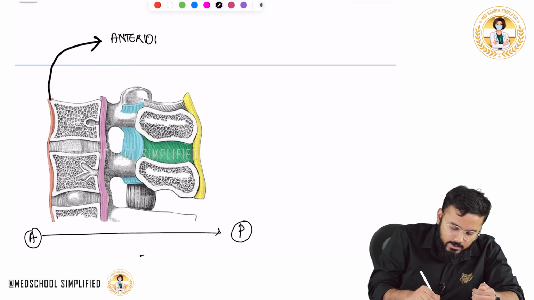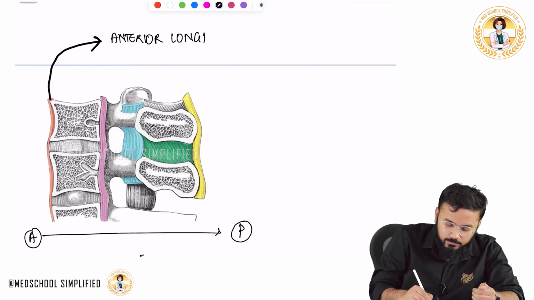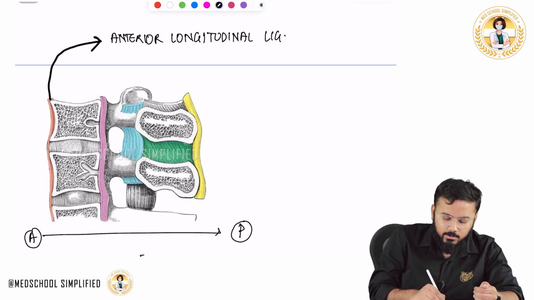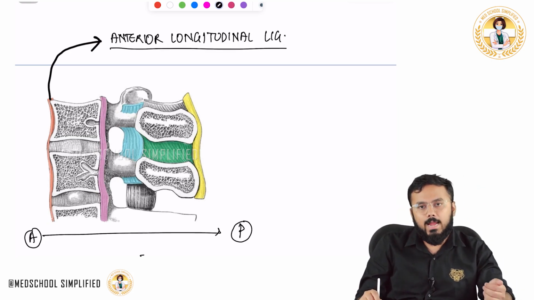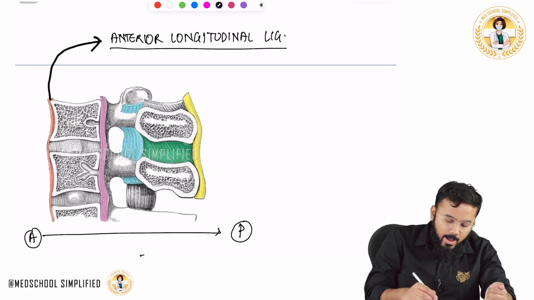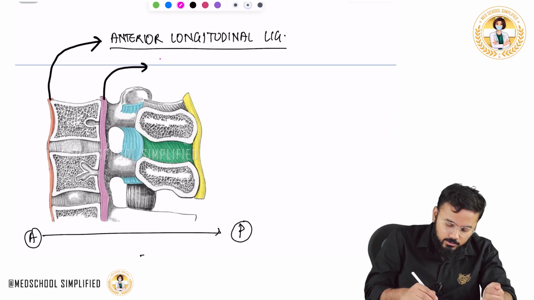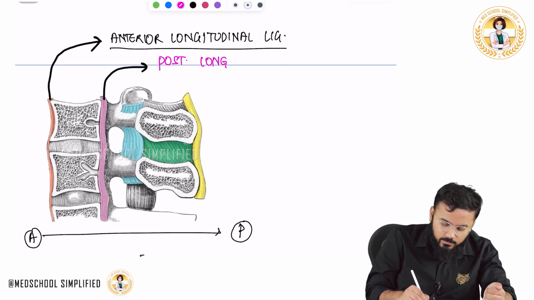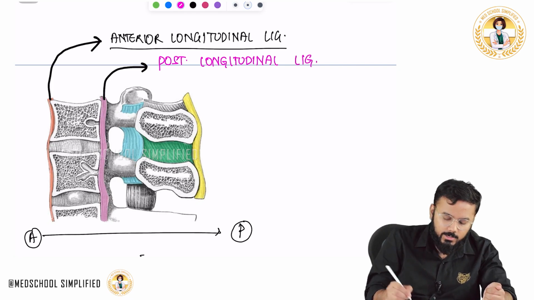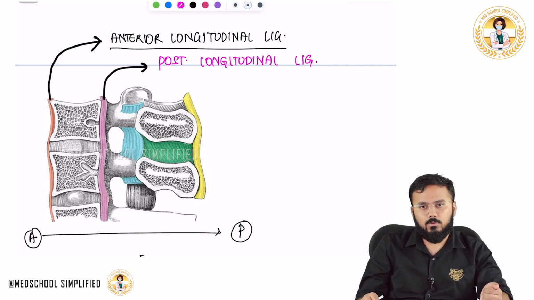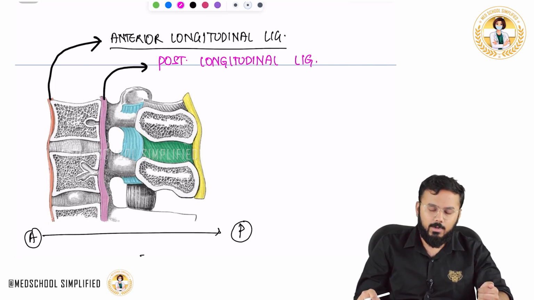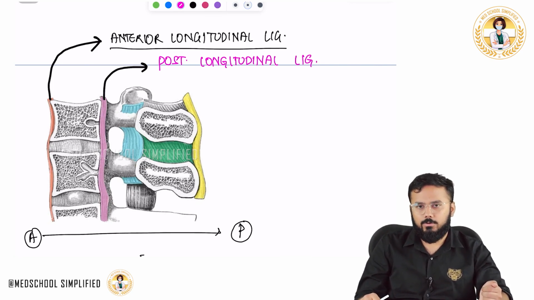So this is your anterior longitudinal ligament. What ligament is this? This ligament is called your anterior longitudinal ligament. Now back to this anterior longitudinal ligament, this particular ligament over here is called your posterior longitudinal ligament. So you have got two ligaments over here: one is the anterior longitudinal ligament and the other is the posterior longitudinal ligament.